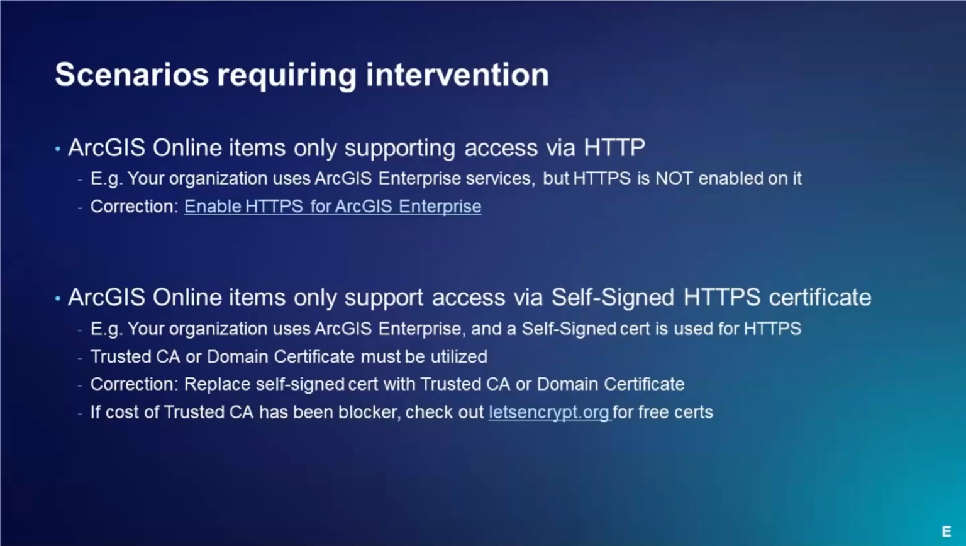Another scenario is ArcGIS Online items that only support access via a self-signed HTTPS certificate. If you're using a self-signed certificate for HTTPS, this needs to be changed to a trusted CA or domain certificate. There used to be a cost with trusted certificates, which is why they were used, but now they can be obtained freely. If you're interested, we've got a link in this slide that will direct you to getting a free certificate.